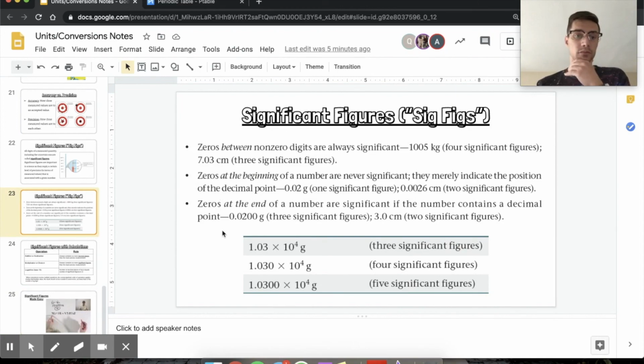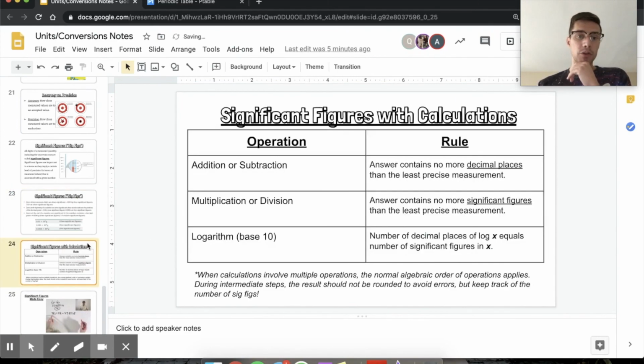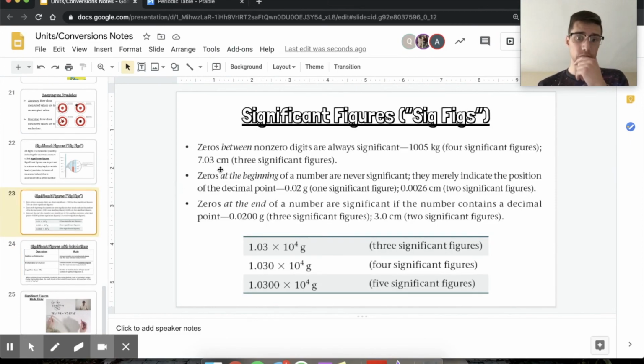I'll talk more about the rules on how to use them later on. So don't worry about this now, but just take a look at these. I might write them in your notes because it would be good to have so that you can look back on. But just know non-zero numbers, anything from 1 to 9, are always significant. So you're always going to count them.